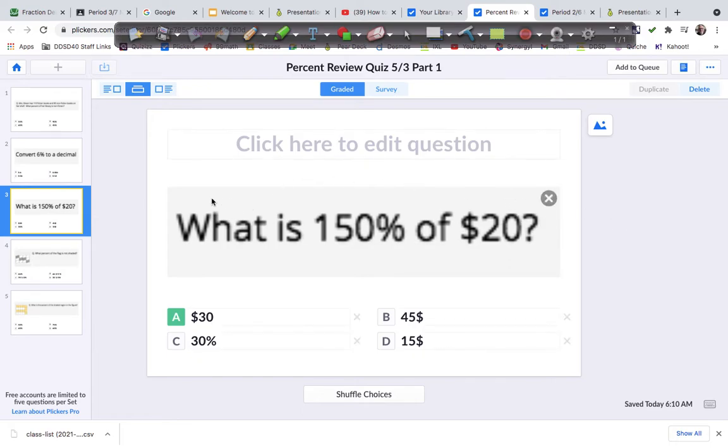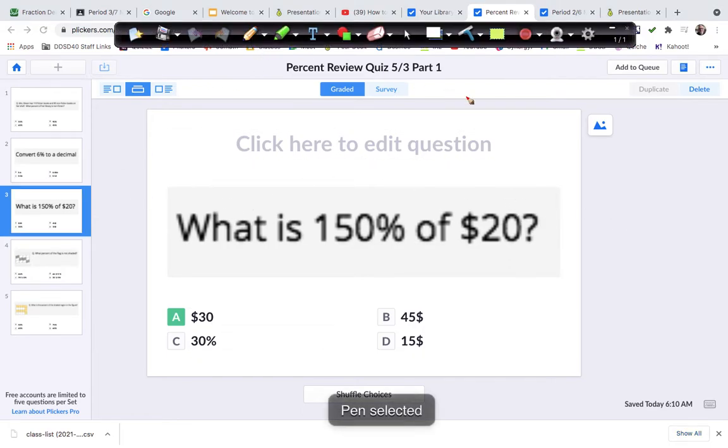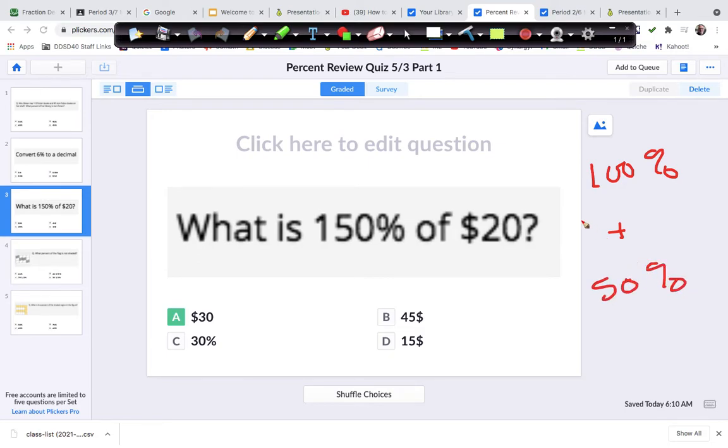150% of 20. Here is a way to think of 150%: 100% plus 50%. Both of which we can do mentally. 100% of 20 is 20. 50% of 20 is 10. 10 plus 20 is 30. So that's how we can get 30, 150% of 20.